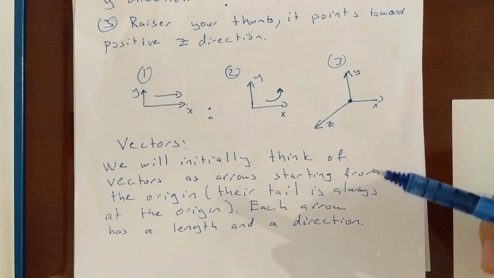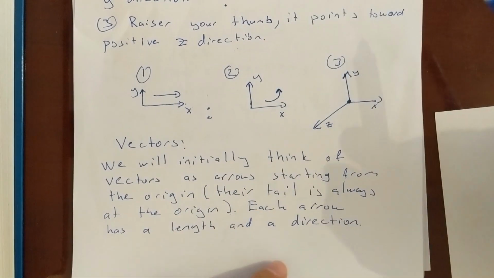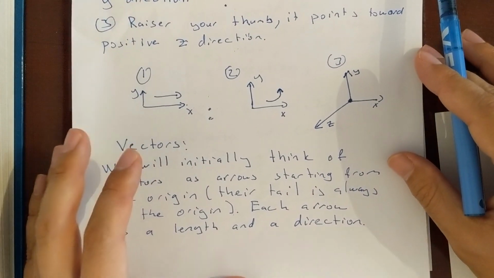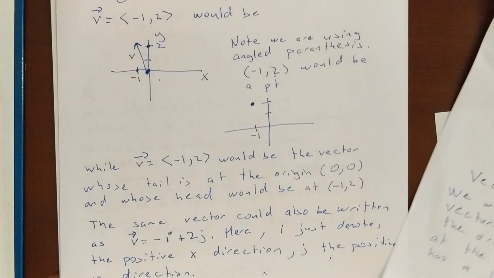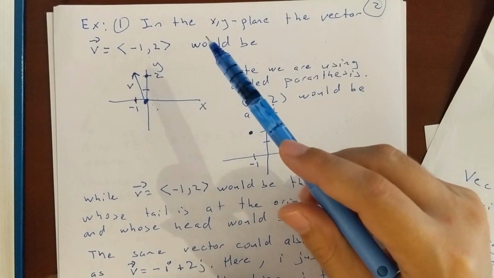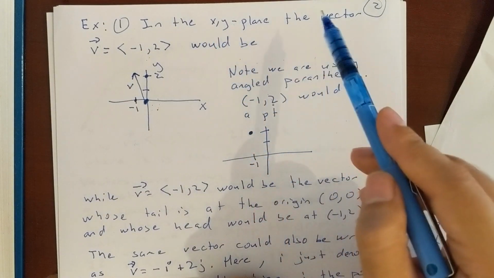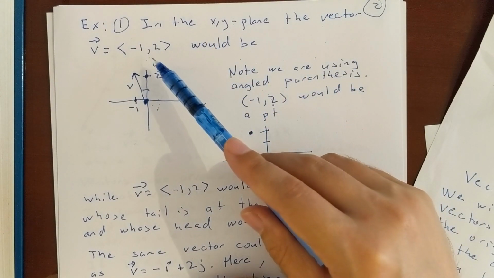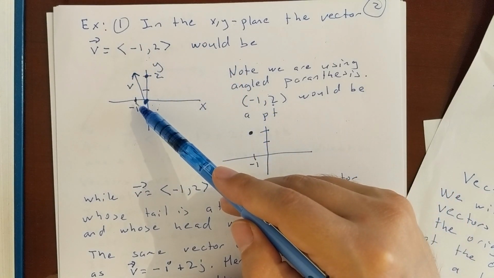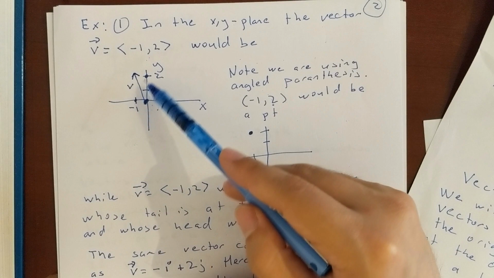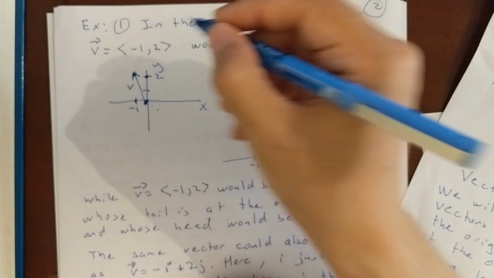Usually, when we start initially, the tail is always going to be at the origin, and then it's going to point towards a given point. So here I gave an example of a vector. When we think about it in terms of an arrow, if we're just on the xy plane, the vectors are going to be two-dimensional. For example, the vector <-1, 2> would be, well, you would go to -1 on the x-axis, you would go to 2, so this would be the point (-1, 2).